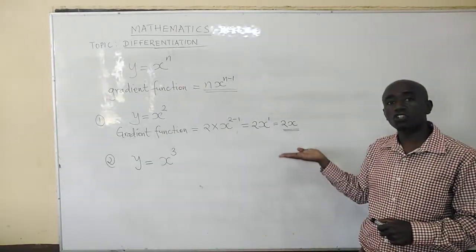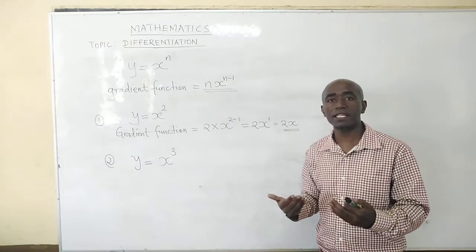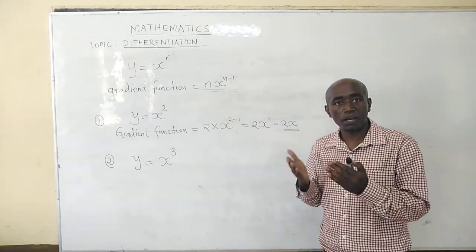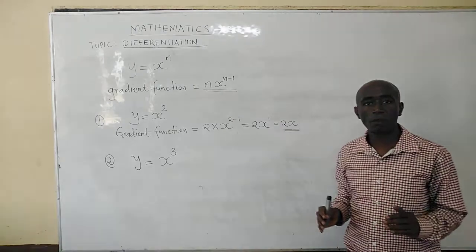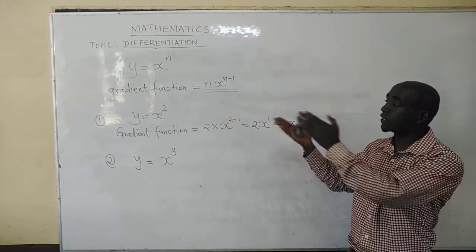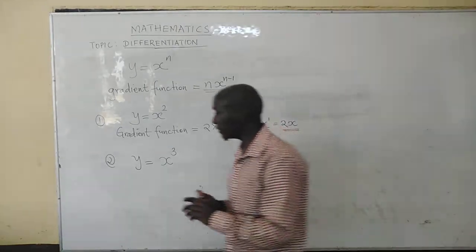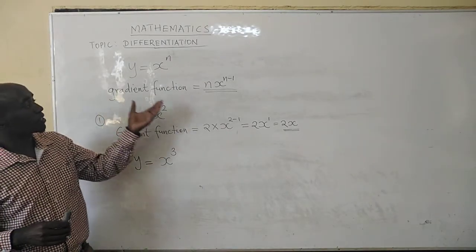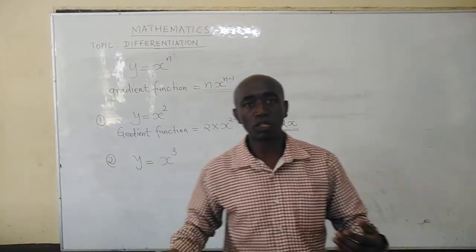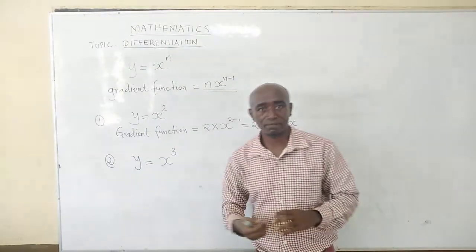And the gradient function is the one which helps you to find the gradient of that curve at a particular point. Because we cannot get a constant gradient for the curve. We can only get what we call gradient function. So before I even go to example 2, this process of finding gradient function is what we call differentiation.